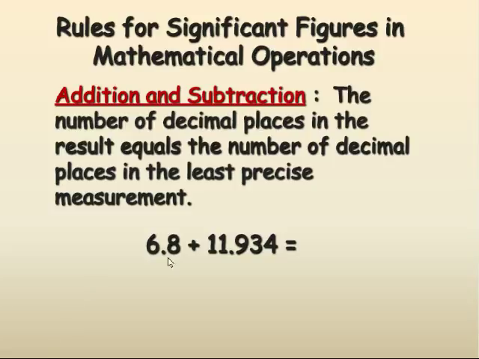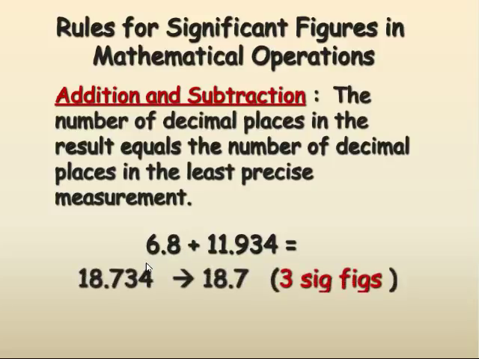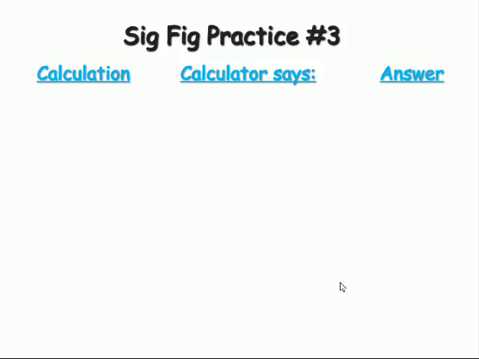For example, in these 2 values, I have 1 place past the decimal and then 3 places past the decimal. So I have to find the least precise measurement, and that is the 6.8 because it's only one digit past the decimal. My calculator is going to tell me 18.734. But because I can only go 1 place past the decimal, I'm going to have to round to this 7. This 3 is telling me to keep it the same, so just 18.7. That's 3 significant figures.